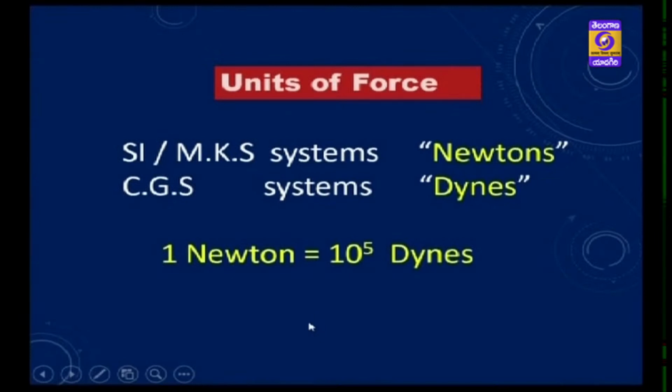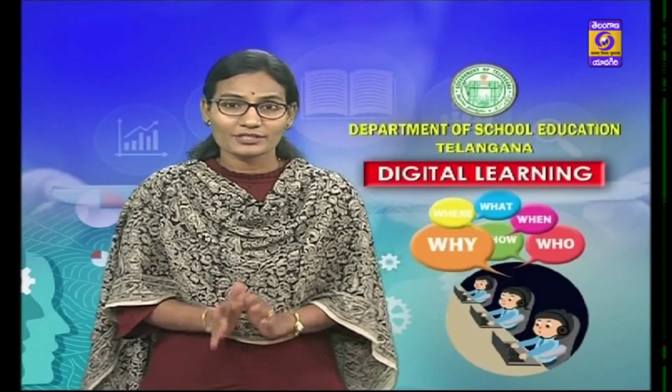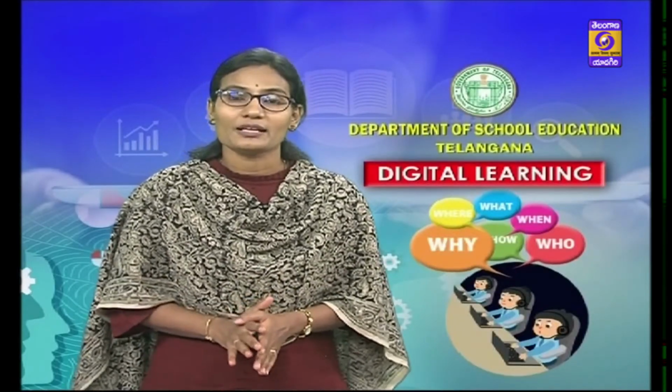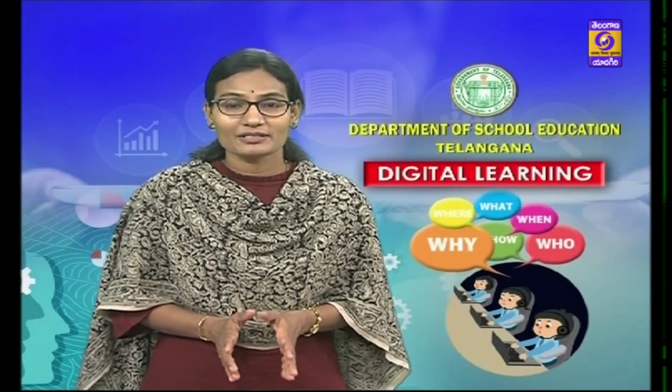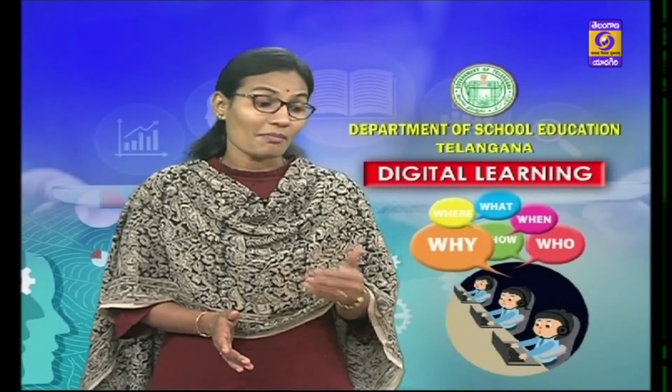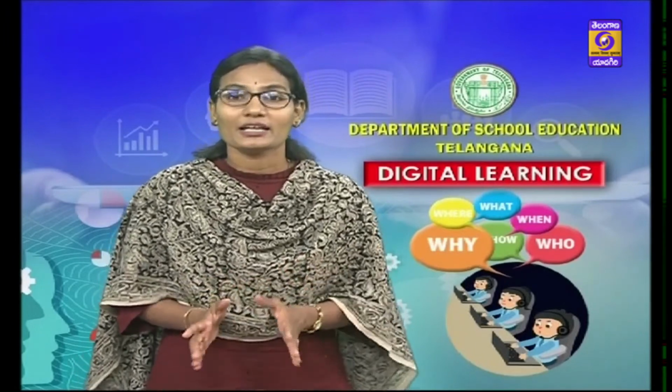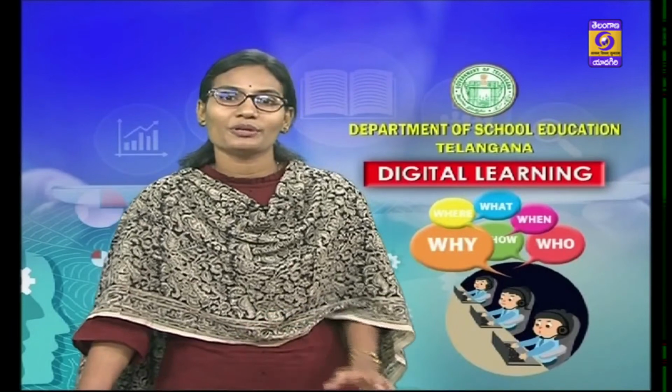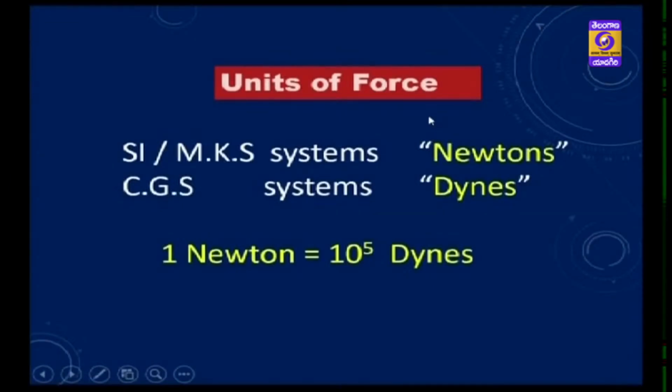Force is a physical quantity which has a magnitude as well as a direction. Having a magnitude means it has units, like length has units, centimeters, meters, and mass has units, grams and kilograms. Like that, force also has units. In the SI system the unit of force is newtons. In the CGS system the unit of force is dynes. 1 newton is equal to 10 to the power of 5 dynes. Remember, children, it is very important in converting units from MKS to CGS. So 1 newton is equal to 10 to the power of 5 dynes.